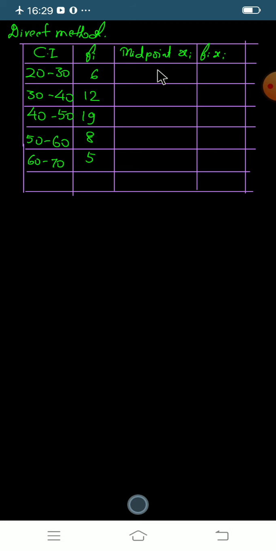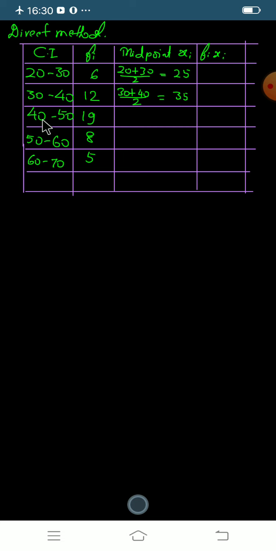What is midpoint? To find out midpoint, what we have to do? We have to add the lower limit and upper limit, that is 20 plus 30, and divide the sum by 2. How much we will get? 20 plus 30, that is 50. 50 by 2, that is 25. 25 is the midpoint of this class interval. Now 30 to 40, 30 plus 40 divided by 2, 30 plus 40, that is 70. 70 divided by 2, that is 35. 35 is the midpoint of the class interval 30 to 40.